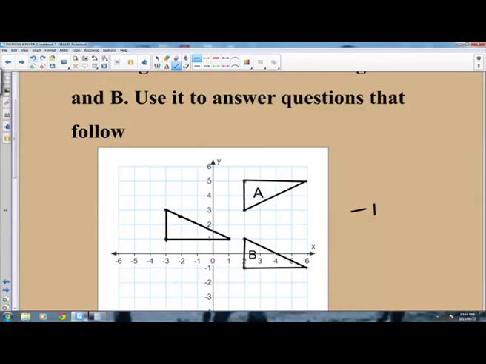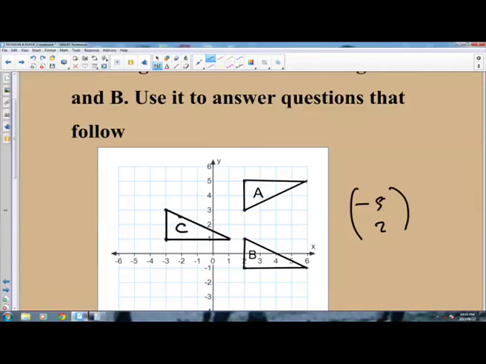The translation vector is -5, 2. So we have to translate this using -5, 2. And we have done exactly that. And we have to label this as C. So this is how we translate.